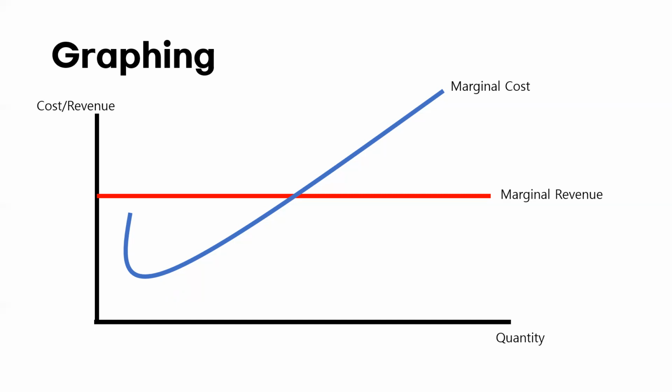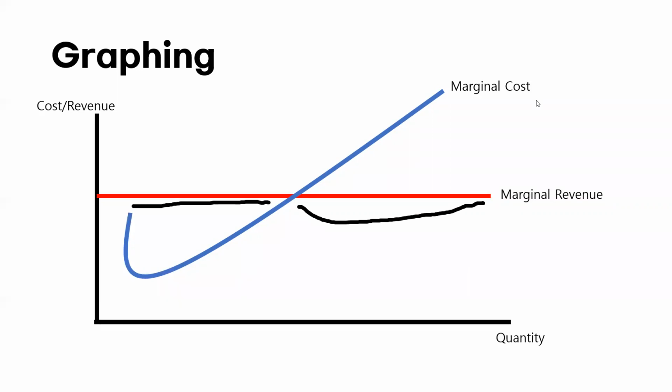Let's apply the comparison method we used before to the graph. At the region before the quantity where MR equals MC, right over here, the firm should produce more since the marginal cost curve is below the marginal revenue curve. On the other hand, at the region after the quantity where MR equals MC, yes, you're right, the firm should produce less since the marginal cost curve is above the marginal revenue curve.